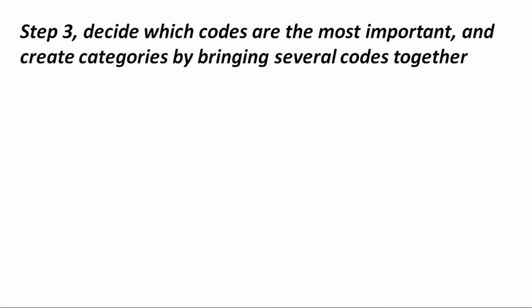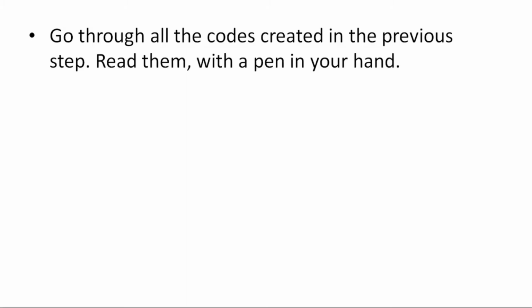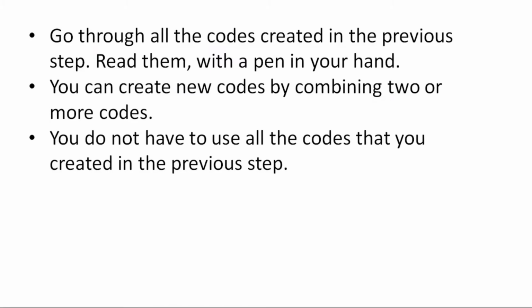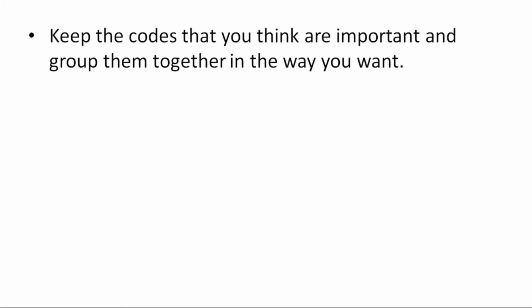Step 3. Decide which codes are the most important and create categories by bringing several codes together. Go through all the codes created in the previous step. Read them with a pen in your hand. You can create new codes if you want to by combining 2 or more codes. You don't have to use all the codes that you created in the previous step. In fact, many of these initial codes can now be dropped. Keep the codes that you think are important and group them together in the way you want. Create categories, in other words.